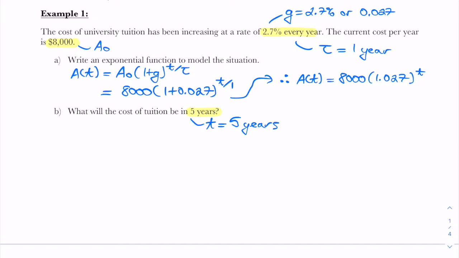But tau is the growth rate. That tells you how long it takes for the quantity of interest to increase by a certain percentage. In this case, it's 1 year because the cost of tuition goes up by 2.7% for every year. So everyone, we just simply plug in t equals 5 into the function.